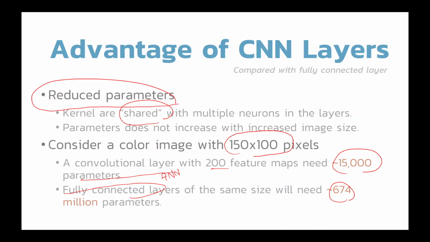So that's why CNN is the go-to architecture when you want to do image processing. And I mean, it's used everywhere nowadays. It's very common, okay?